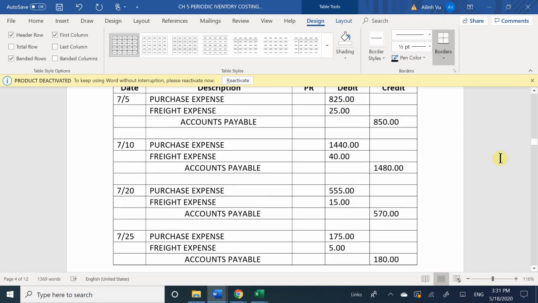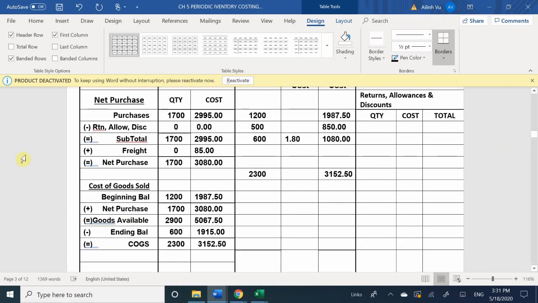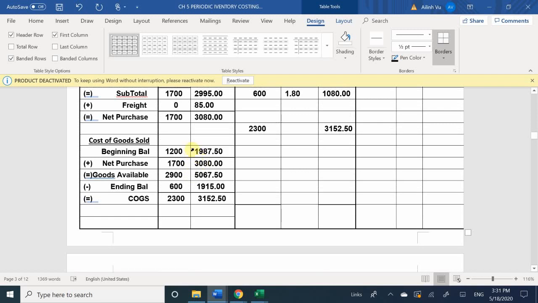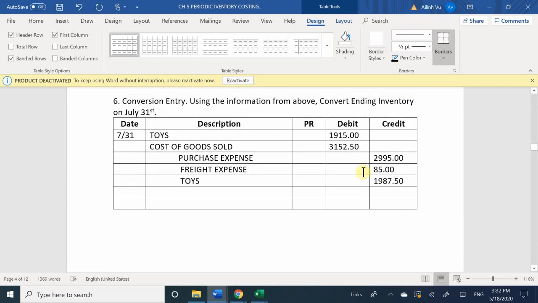So again, when we are looking at where we're finding the information, purchase expense will always be this number right here. It's going to be your total purchases for the whole items. Your freight expense is going to be here. So this should be $3,080, right? This one right here is where we're adding our beginning inventory, which we've already clarified was $1,987.50. So again, there you go. Any questions so far?